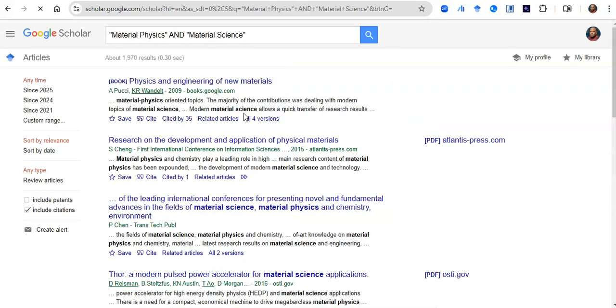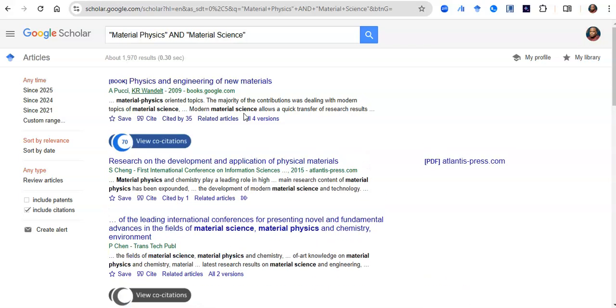Now there are three things I'll be paying attention to here. I'll be looking at articles, number one. We're looking at articles in material physics and material science. I'll be looking at scholars. I'll be looking at researchers in material physics and material sciences.